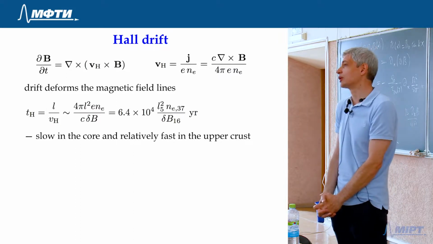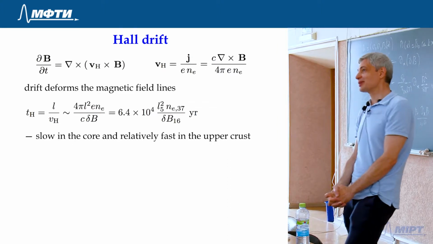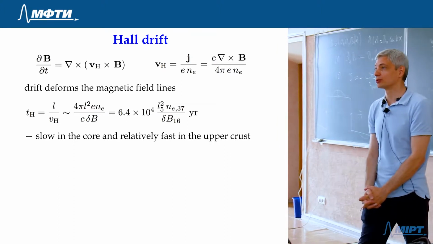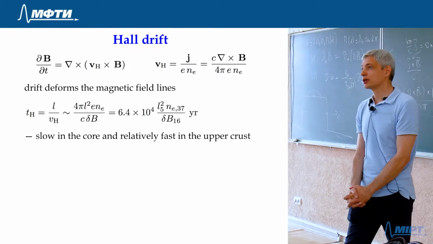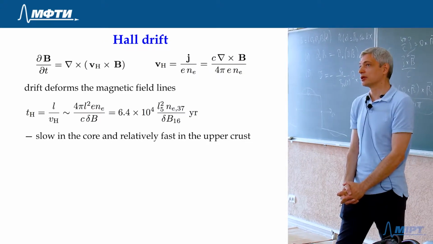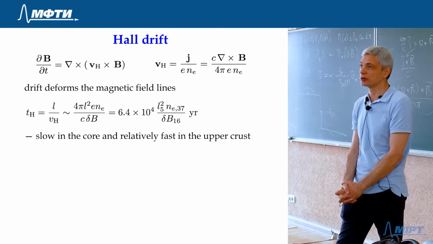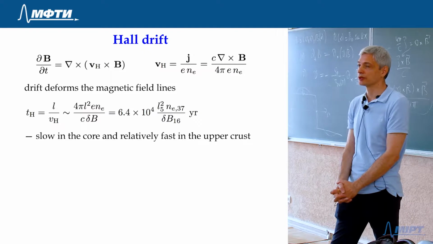What's the difference between electron and proton? Mass, yeah. So electrons essentially have no inertia compared to protons. So they don't tolerate an electric field, which would accelerate them. So basically the electric field has to be zero in the rest frame of the electron gas.